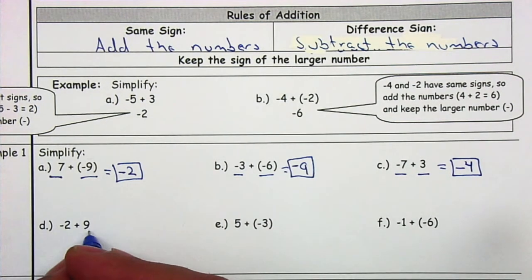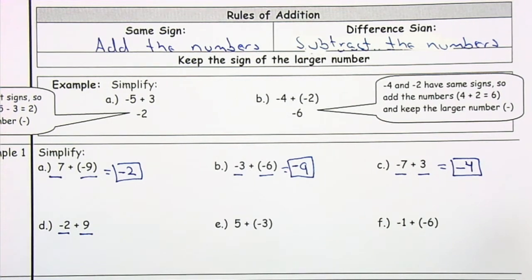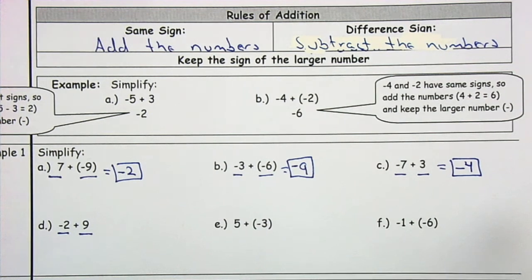Letter D. Negative 2 plus 9, different signs. Go and finish letter D, E, and F and see what you get, and then we can compare answers. Go and pause it.